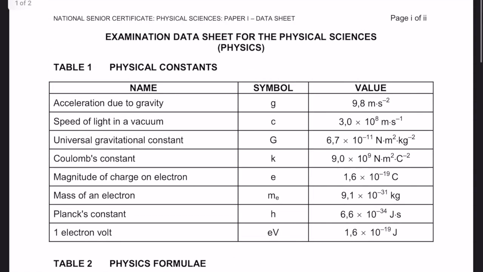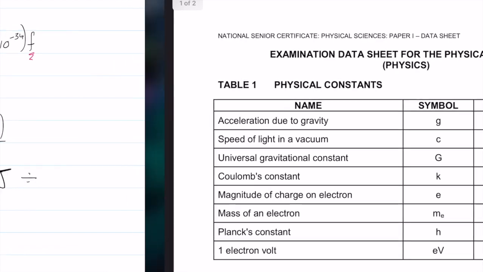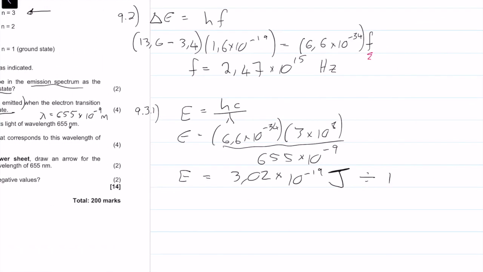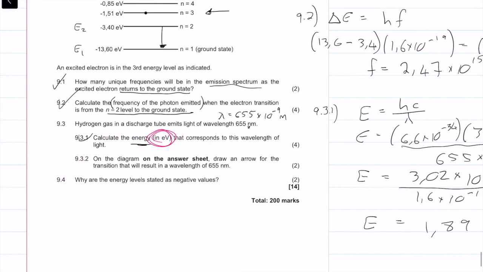So what I do is I divide by that same value we looked at before. To get it into electron volts, I need to divide it by 1.6 times 10 to the minus 19, and I get that E is equal to 1.89 electron volts. And we get 4 marks for that.